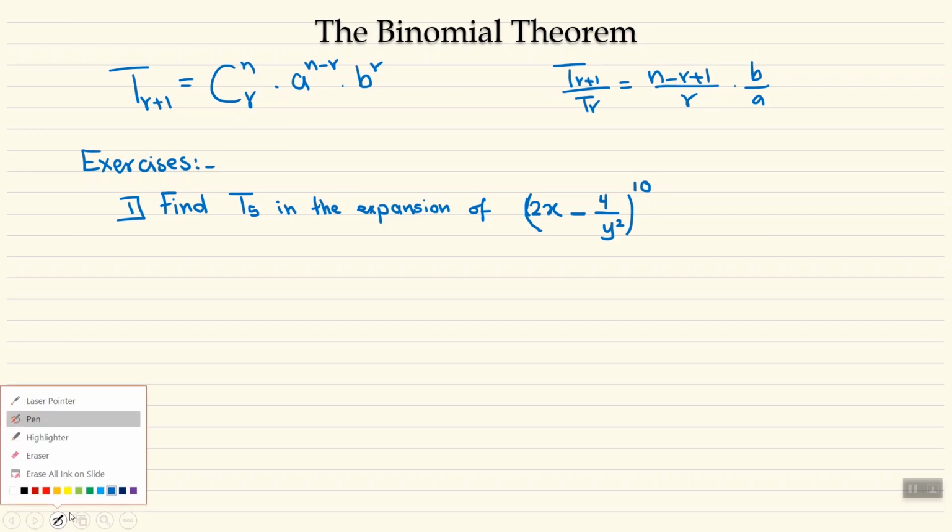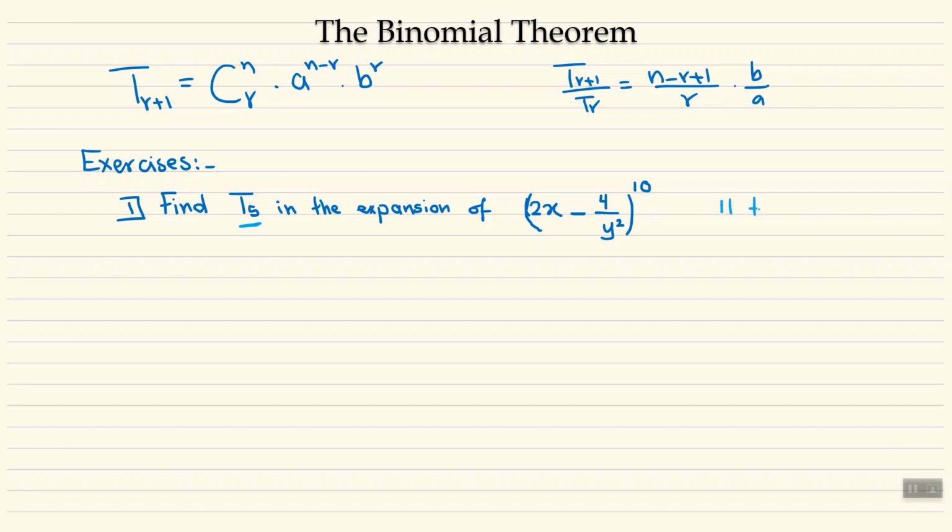Here, look at this, guys. Now they want us to find the fifth term in the expansion of (2x minus 4 over y squared) to the power of 10. Now if we expand this, we will actually find 11 terms. They are from T1, T2, T3, going all the way up to T11. Now they don't want the whole expansion. This is what we did in the previous class. We did the whole expansion, but we did not do power 10, of course. We did smaller powers, but we did the whole expansion. They don't want the whole expansion.